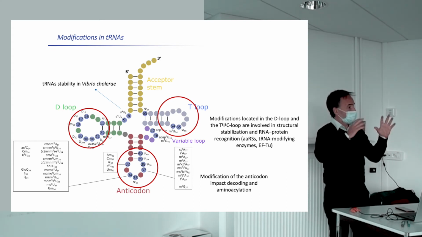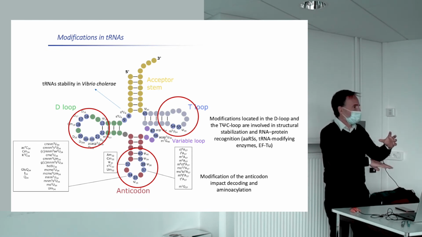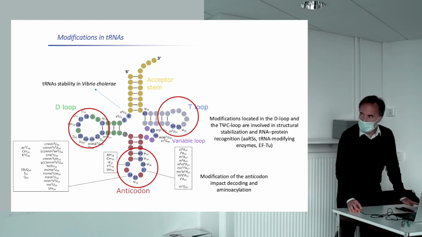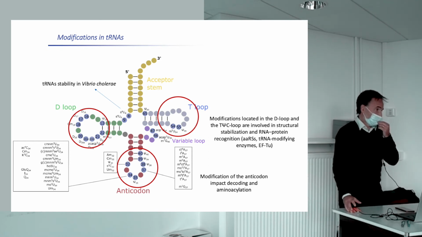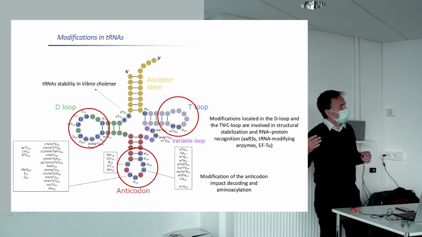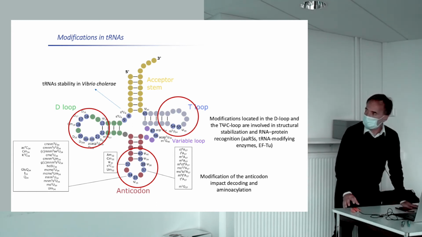Once they have been modified, other modification enzymes can recognize the tRNA molecule with modified D and T loops and deliver modifications on the anticodon loop. So these two spots are important for the structure, for the interaction with aminoacyl tRNA synthetases, with the modification enzymes, and also with EF-Tu. EF-Tu is the elongation factor that is important in translation to bring the tRNA to the ribosome.